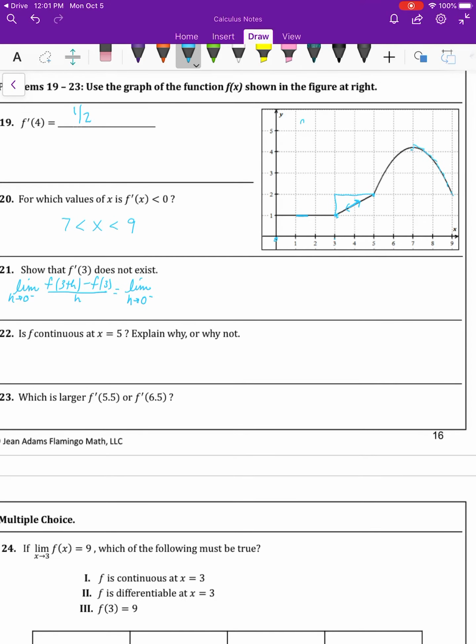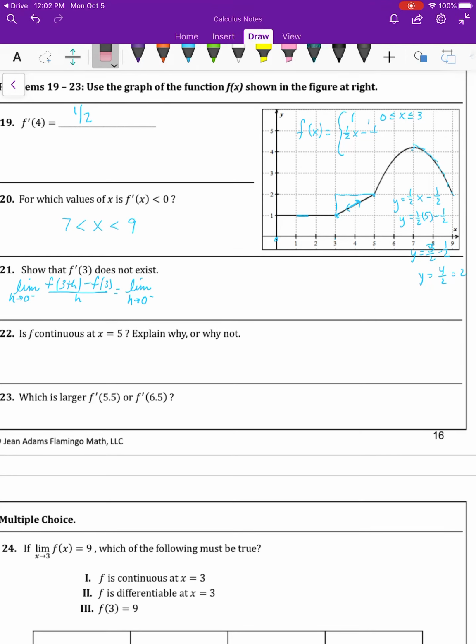My function, if I was going to write this function, it would be 1 from 0 to 3. It would be, if I went down 1 over 2, down 1 over 2, I think it's going to be 1/2 x. Let's just try it real quick. 1/2 x minus 1/2. Let's put a point in and see if it works. So if I put a 5 in, is it going to give me a 2? So 1/2 times 5 minus 1/2. Y equals 5/2 minus 1/2. Y equals 4/2, which is 2. So yes, so this is 1/2 x minus 1/2.